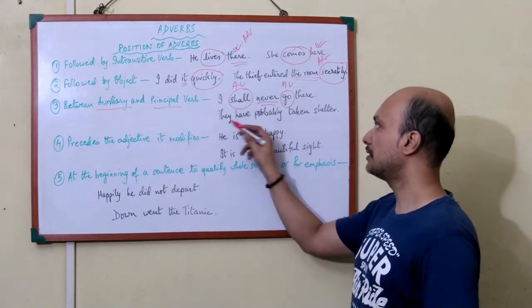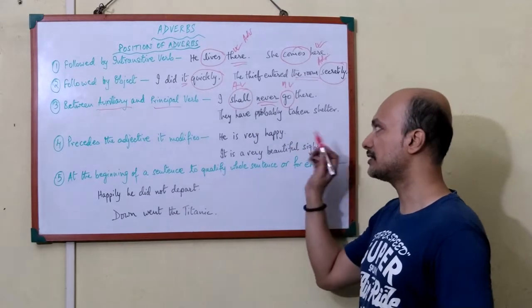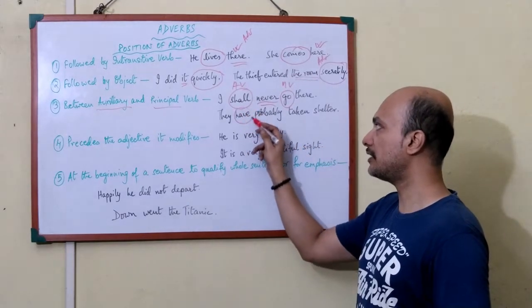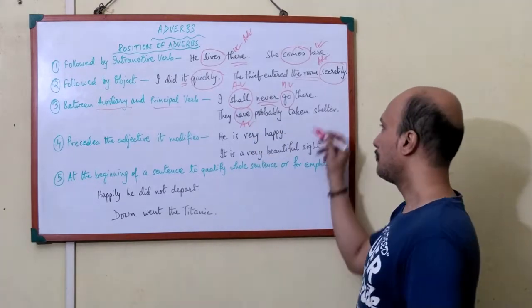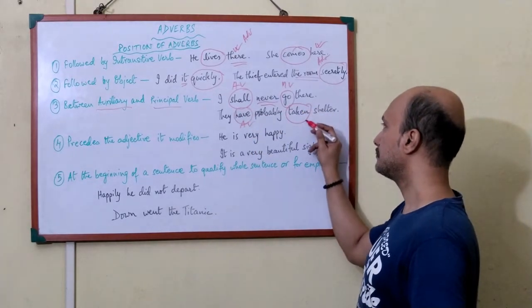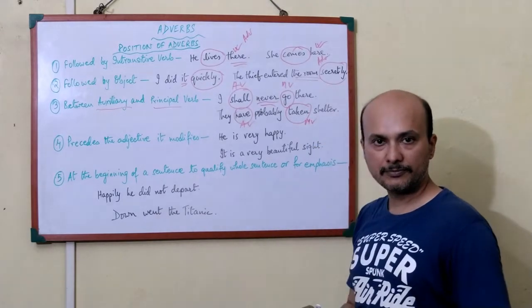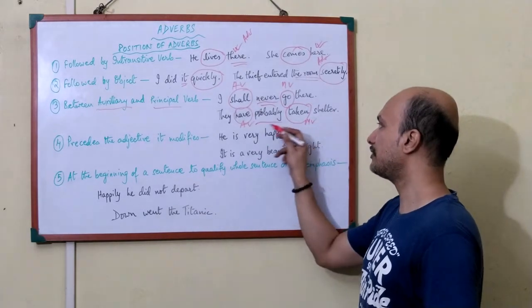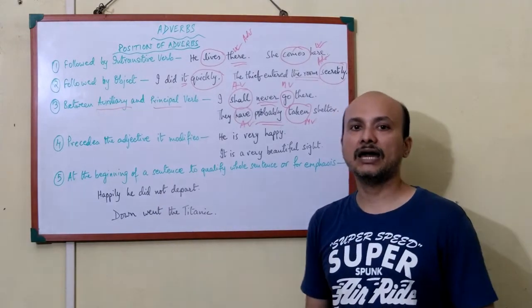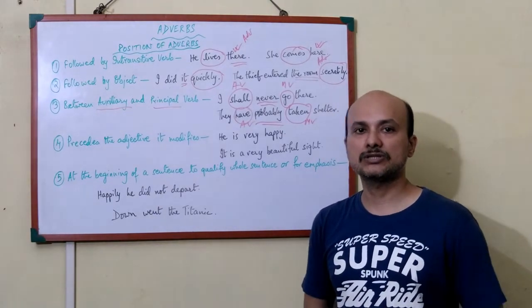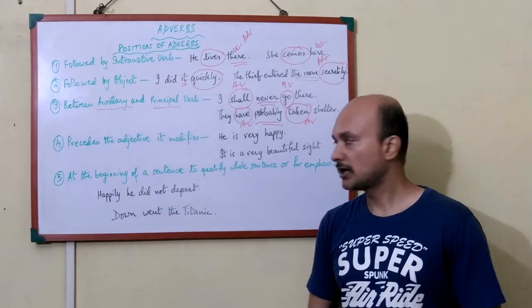Next example. They have probably taken shelter. Have is the supporting verb or the auxiliary verb, as you may say. The main verb is taken. This is the main verb or the principal verb. In between these two, we have written the adverb, which is probably. This is one more place where we sometimes use the adverbs.